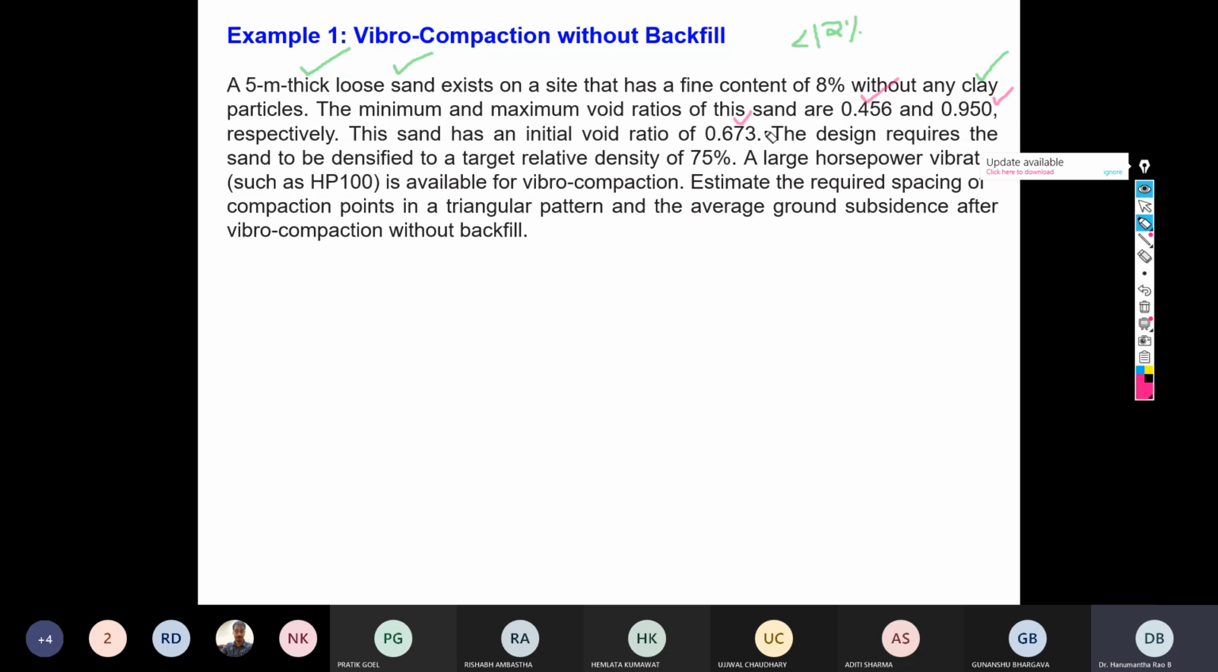The design requires the sand to be densified to a target relative density. So the target relative density has been given as 75%, and the features of the vibro float have also been given. That vibro float is 100 HP, and estimate the required spacing of compaction points in a triangular pattern. So they themselves have fixed that they want to go for the triangular pattern, and you also need to calculate the subsidence, that is S, the subsidence value, after vibrocompaction, without backfill.